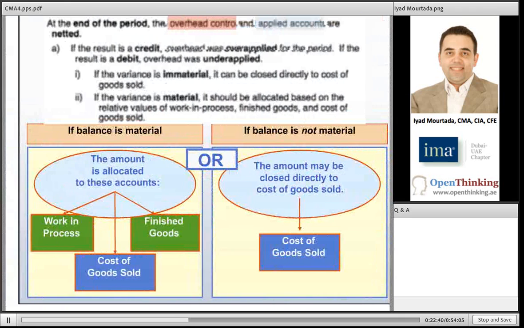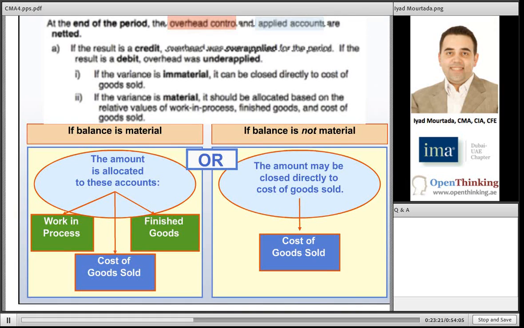Now, what will happen at the end of the period? We have the overhead control and we have the applied account. Remember, this is how much we applied. Let's say we applied $10,000 to this project, but the actual overhead was $8,000. Oh, we applied more than we should have. So we need to adjust it. If the result is a credit, it's over-applied. If the result is a debit, it's under-applied.